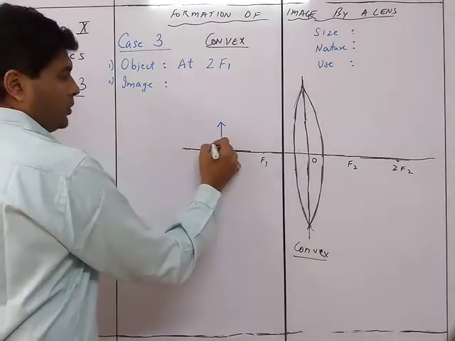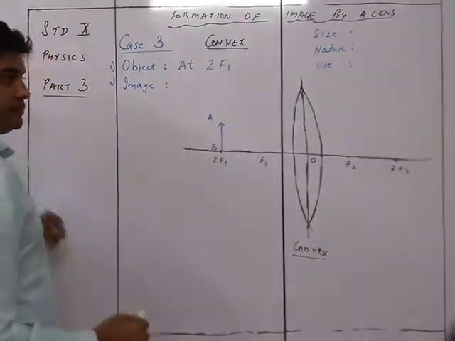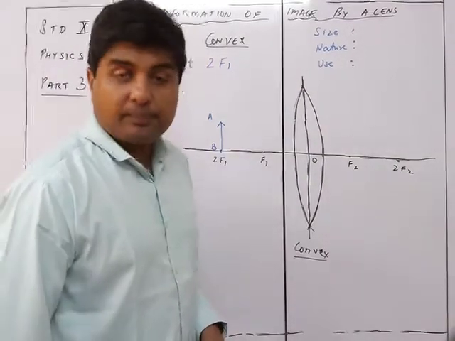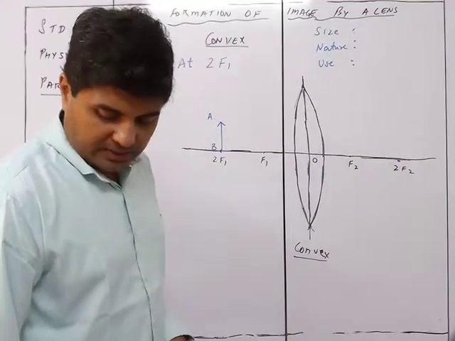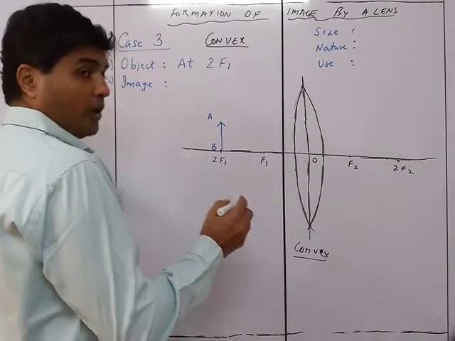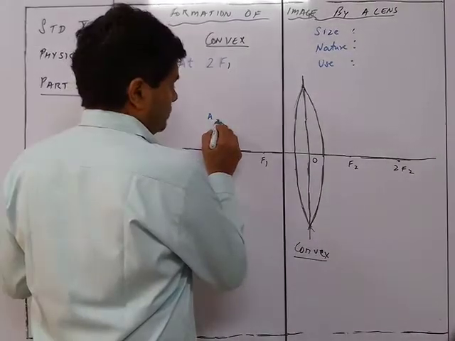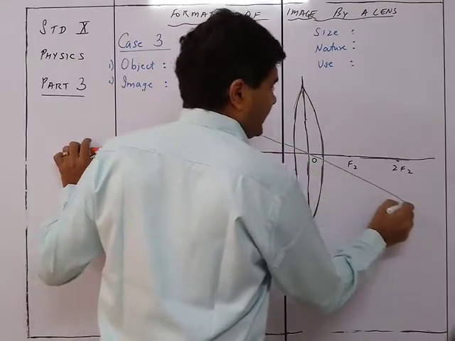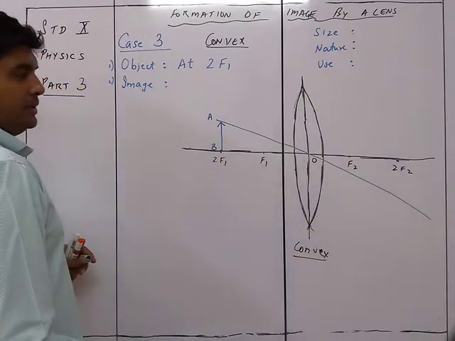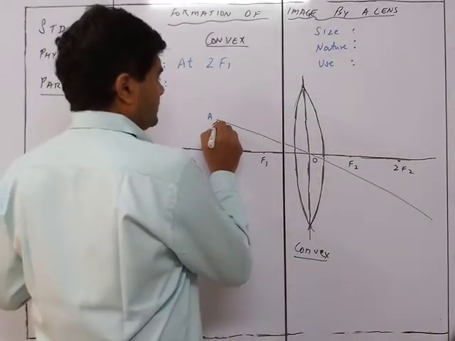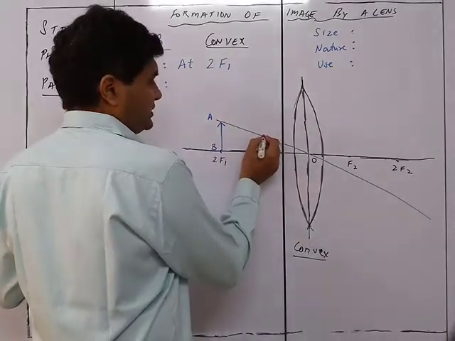This is your B, this is your A. Now let's see the three rays. The first ray, as I told you, will be from the optical center. So the ray of light passing undeviated from the optical center. The second line will be parallel to principal axis.